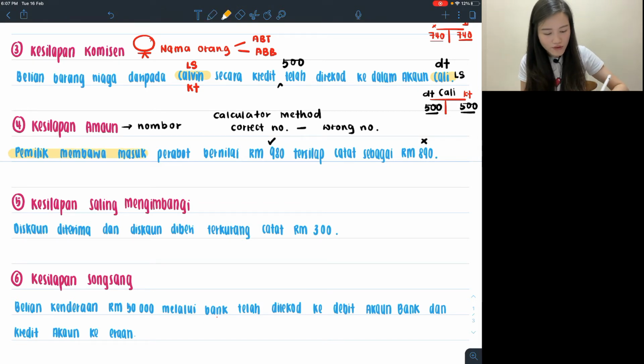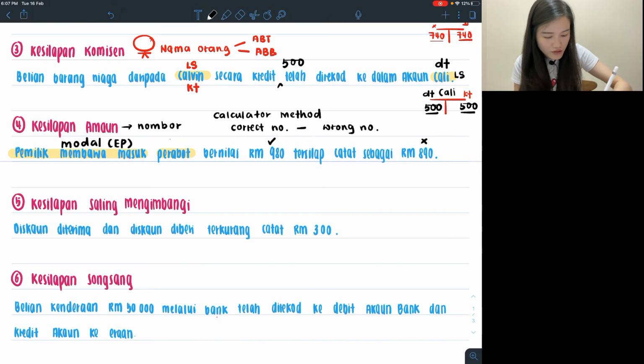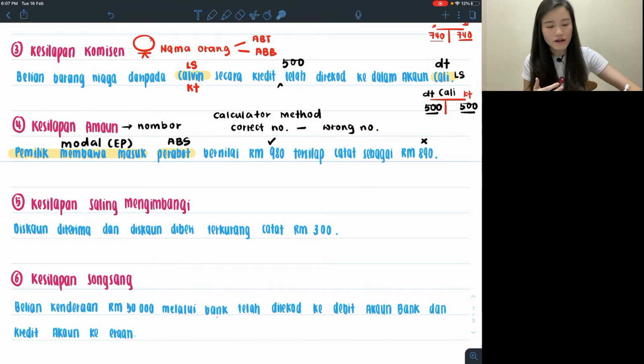Pemilik membawa masuk and also perabot. These two. Pemilik membawa masuk is supposed to change to modal, which is an equity pemilik, while perabot is already a correct name, and is an asset bukan semasa. Okay, so you found out these two butir. Choose one. I will go with perabot definitely because bring in perabot akan bertambah.